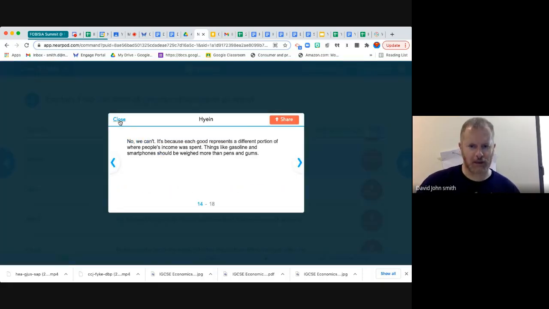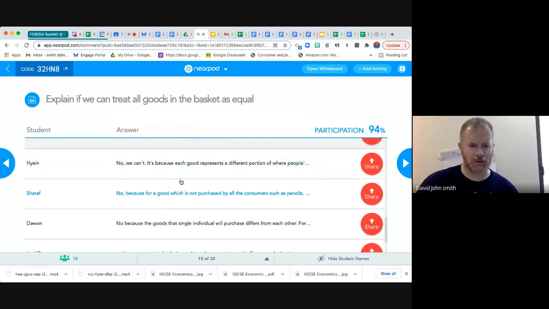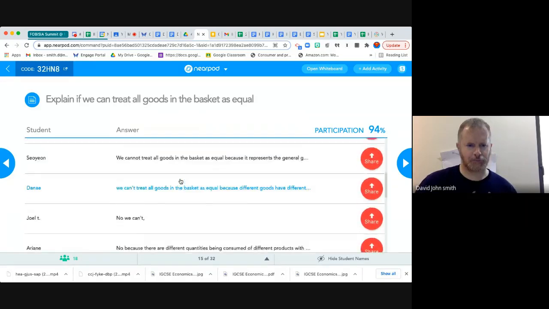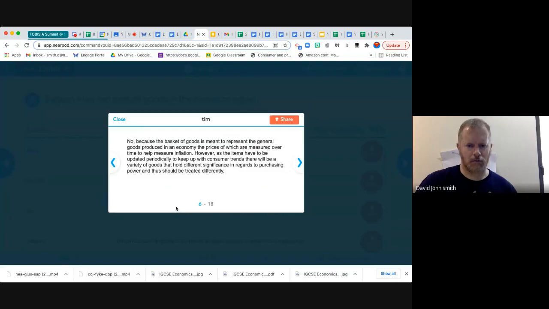Different portion of people's income, I'm after. Now, Fatima wrote about different items that represent the general goods produced in the economy, prices of which must be measured over time to help measure inflation. However, as items tend to be updated, then there could be a change with regards to that. Yes, now you're right with that too. That's not quite about the weighting. That's about the change in, so this is what Fatima had to say.